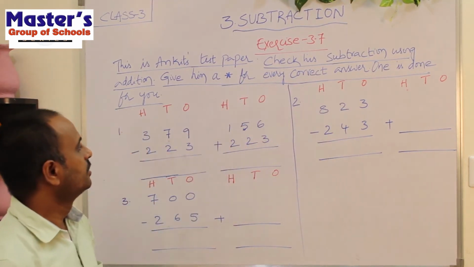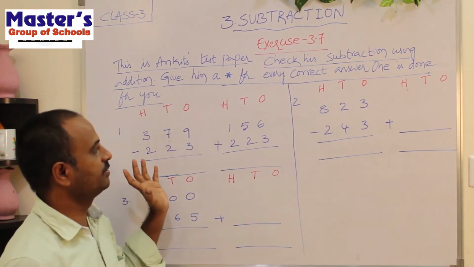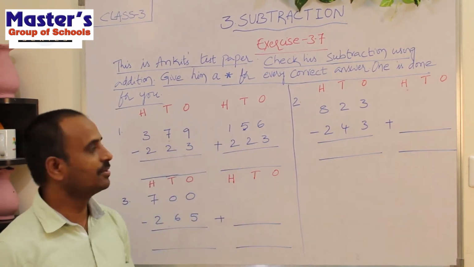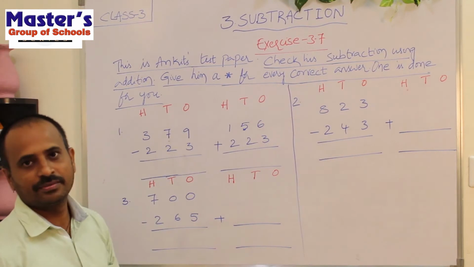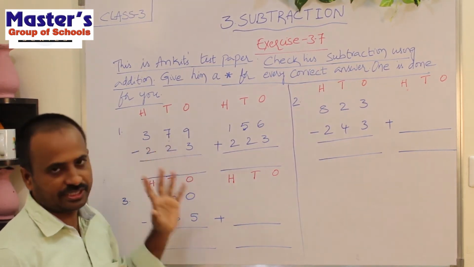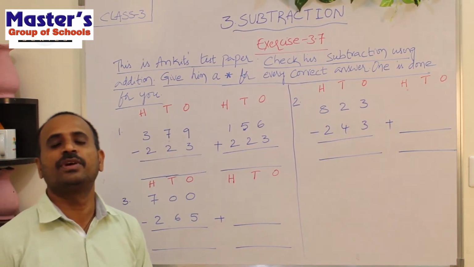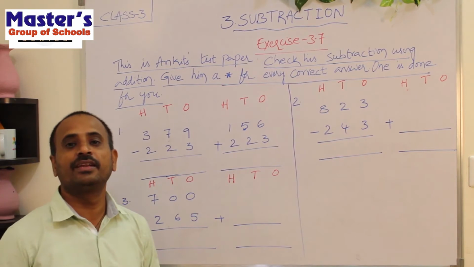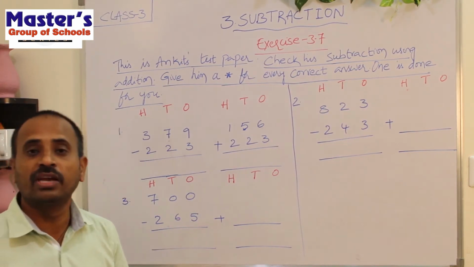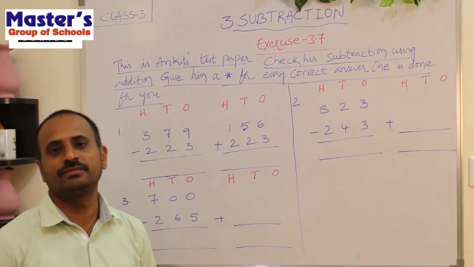So children, look at the problem. Here you are observing some subtractions in the sheet. This is Ankit's test paper. He has done some subtractions. Now we have to verify his subtraction. That means we have to check his answer, whether his answer is correct or not. So how can we check his answer? We can check his answer by using addition.